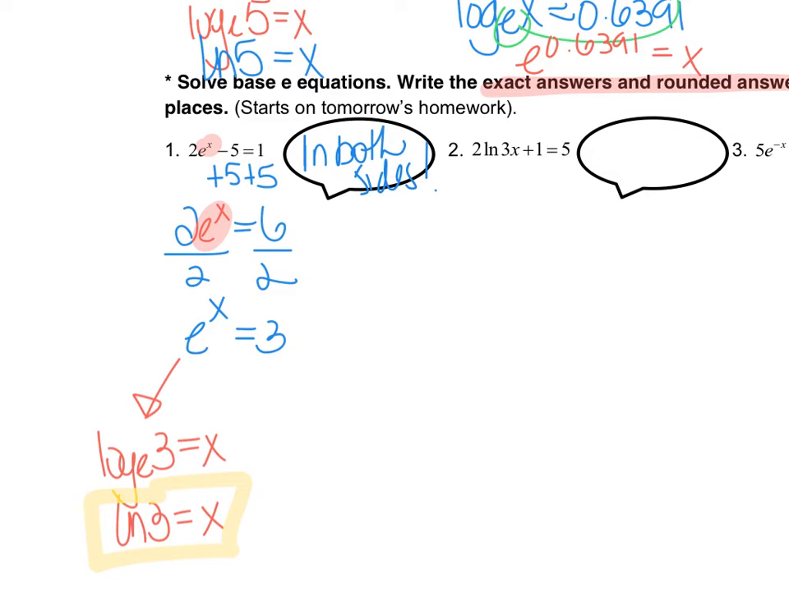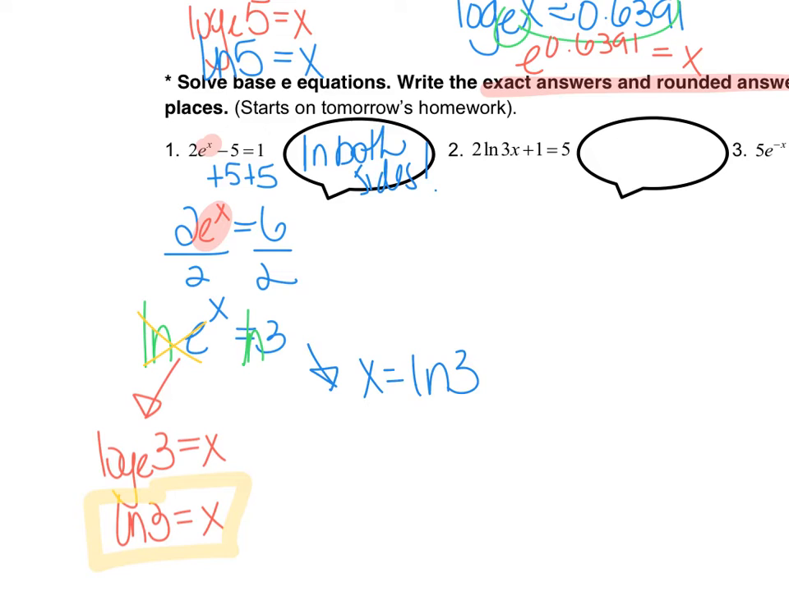Okay, so from this point right here, I'm going to natural log both sides, just to make sure that whatever you do to one side of the equation, you do to the other side of the equation. So now these two are going to cancel each other out, and you're left with just x equals ln of 3.